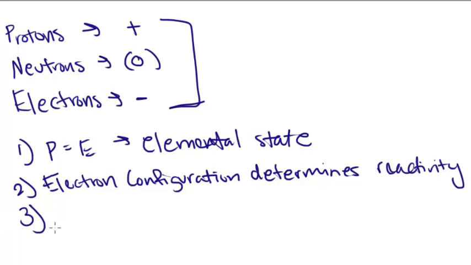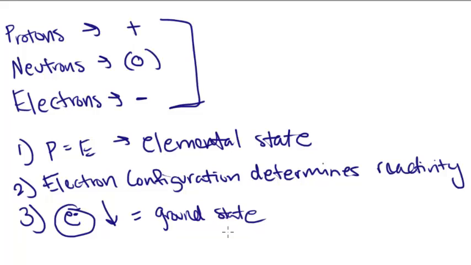And thirdly, we have that electrons in their lowest energy level are said to be in ground state. So when electrons are in a low energy level, we call that ground state. And as we'll see in photosynthesis and such, when photons come in through the form of light, a lot of times electrons are excited and move up to higher energy levels. So when electrons absorb energy, they move up to higher energy levels. So those are three main things you should know about the structure of an atom.